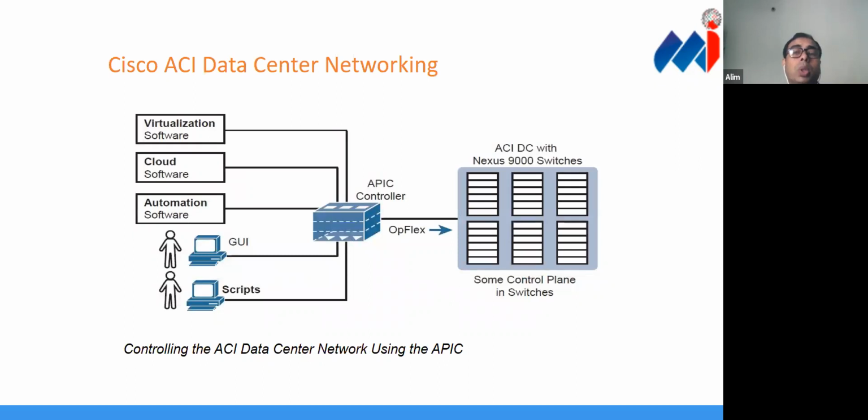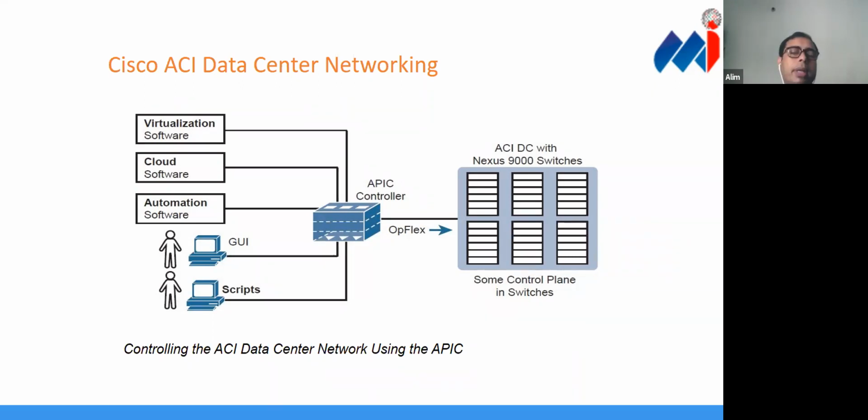So look at this figure. This is an APIC controller and OpFlex is used for communication. ACI data center with Nexus 9000 switches, and virtualization software, cloud software, automation software, graphical user interface, and scripts or programmability. You can use Python, for example, for controlling your controller. So all these facilities are there in the APIC controller, which is communicating with its network fabric.